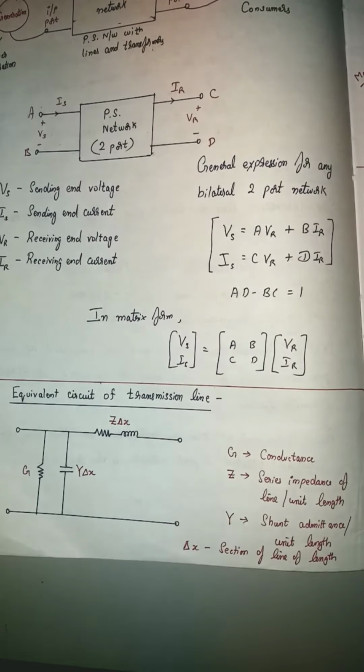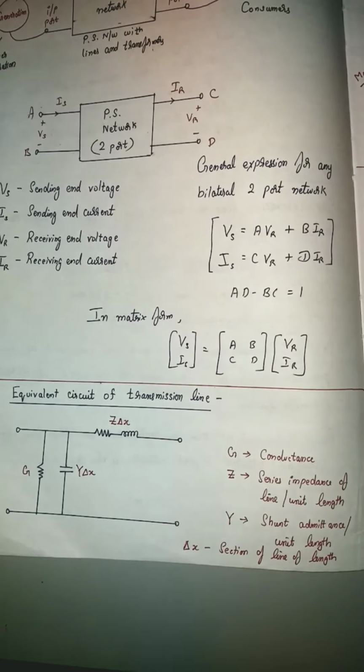And then Z is basically the series impedance of the transmission line per unit length, and delta X is the actual length of the transmission line. So impedance per unit length multiplied by the length will give you the actual impedance.